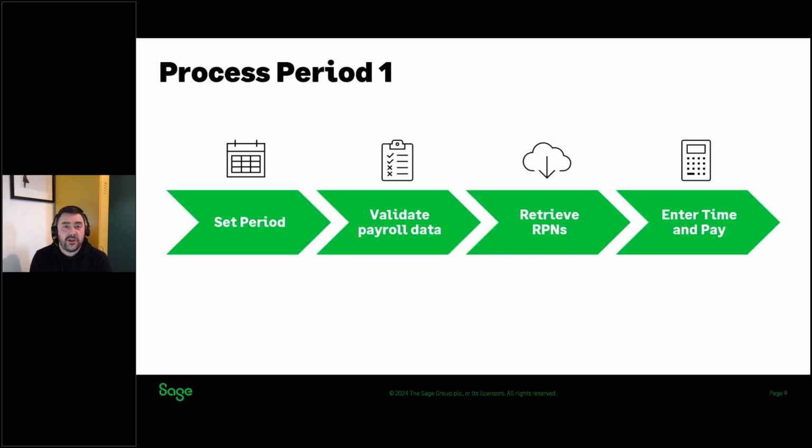So with the calendar set up, you are ready to process period 1. So this is the same as processing any other period, but when you retrieve your RPNs, you are going to be expecting some changes for the first period of the year. So we set our period, we'll get validate payroll data to run automatically and let us know if any errors are found. We can then retrieve our RPNs, and having done that with our employees being up to date, we can go in and start entering their timesheets. So let's pick up the demo from where we left off.